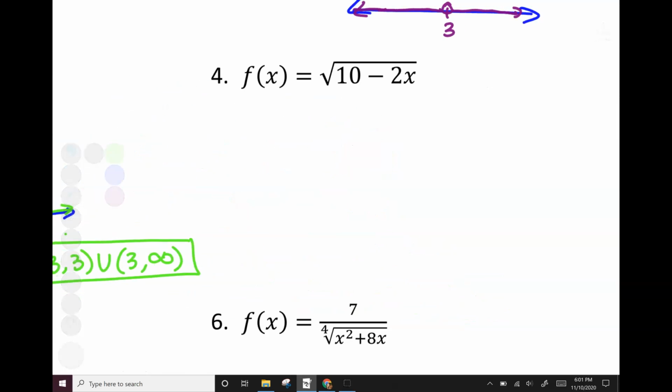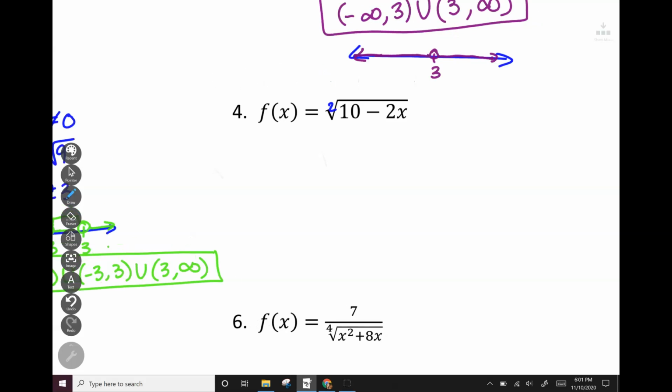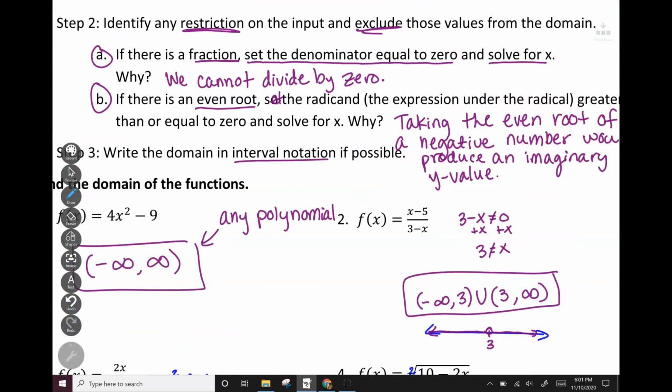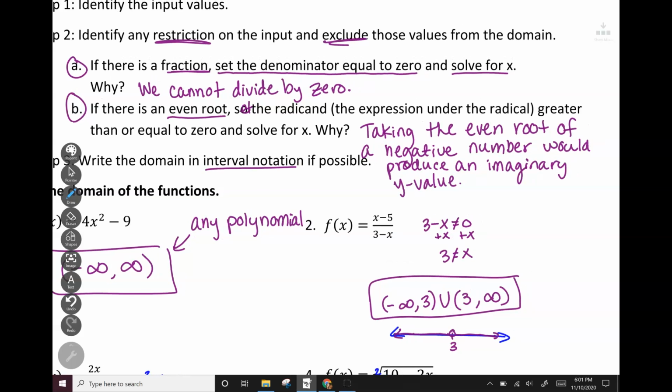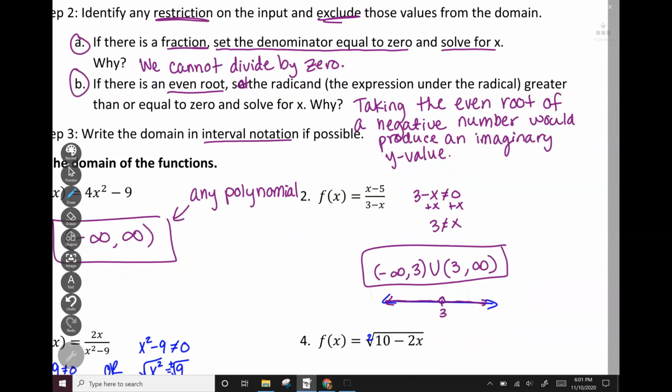All right, number 4. Okay, so this time we have a radical and it is an even radical. So because we have an even root, we have to look at step B, part B. If there is an even root, set the radicand, which is the expression underneath the radical, greater than or equal to 0 and solve for x.